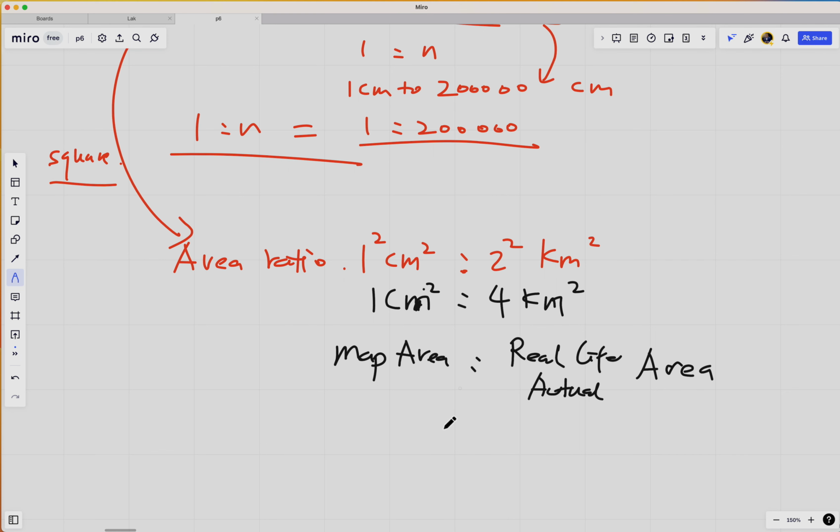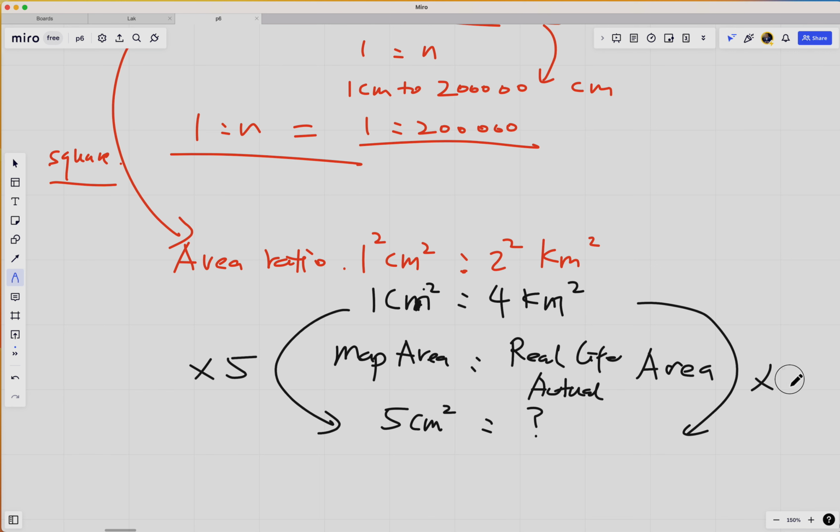So let's say they give you the map area, which is 5 cm square. Then they will ask you what's the real life. It's pretty simple. 1 cm square is to 4 kilometer square. Now it's 5 cm square, so what is the proportionality here? Proportionality means 1 person, 2 buns, 2 person, 4 buns, 3 person, 6 buns. So 1 to 5, you times 5, therefore your 4 also must times 5. So the actual area is 20 kilometer square in this case.